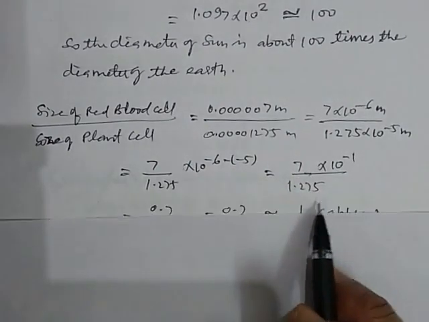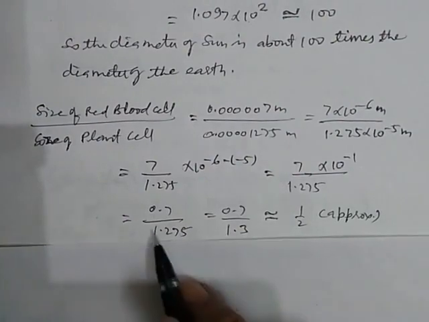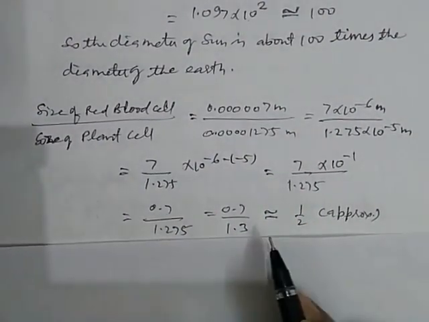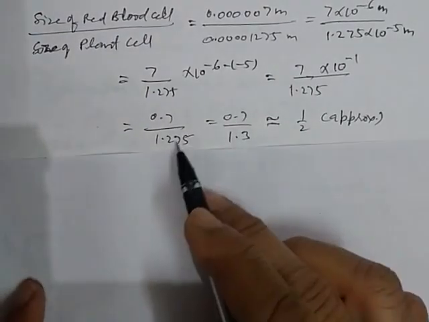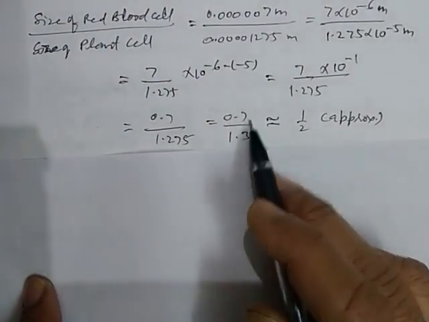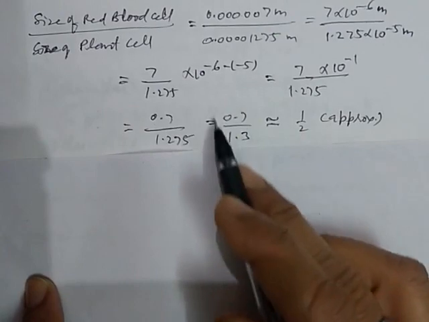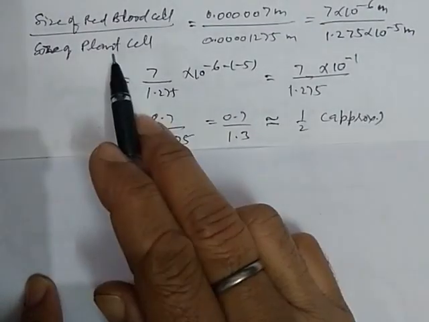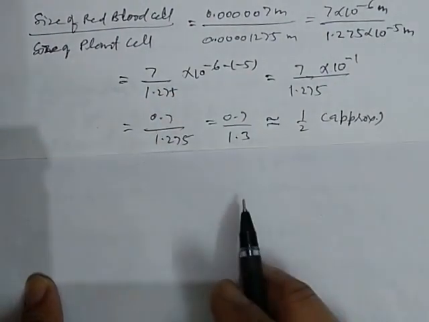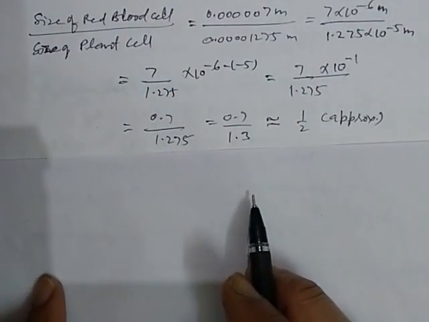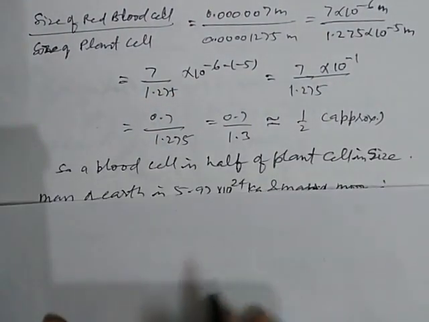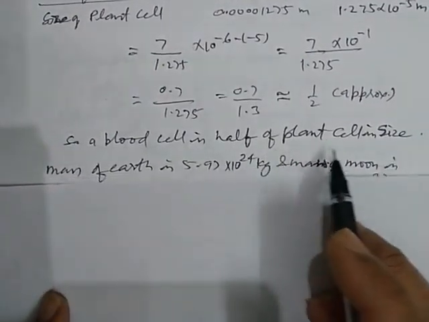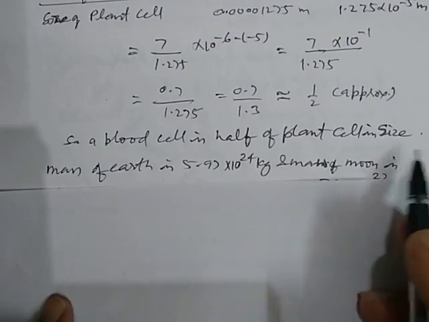Now by dividing this we get 0.7. So 0.7 upon 1.275. By rounding off, this is 0.7 upon 1.3, approximately half. So a red blood cell is half of a plant cell. So a blood cell is half of a plant cell in size.